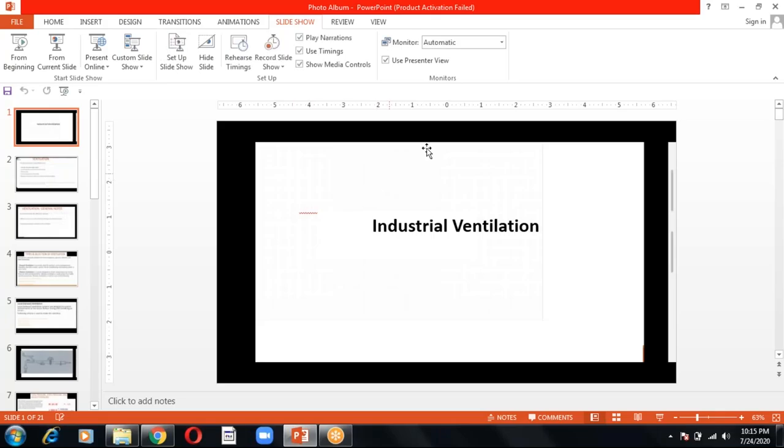Okay, this is the end of this chapter. I think we can have an open discussion about this chapter, industrial ventilation. If anyone has some question about this chapter, the ASP pocket guide, we can discuss here.